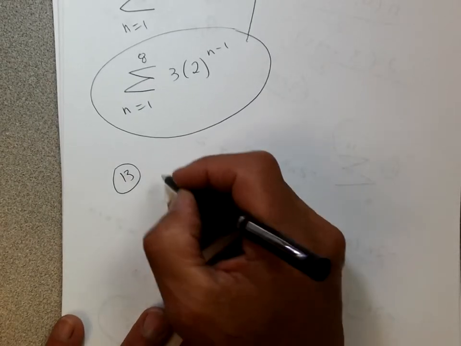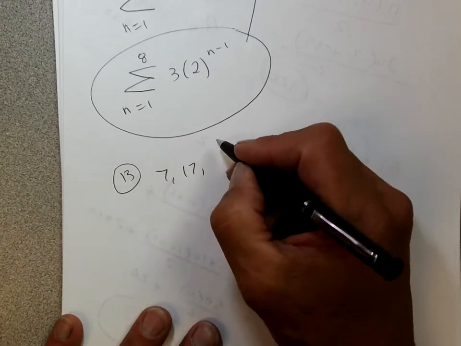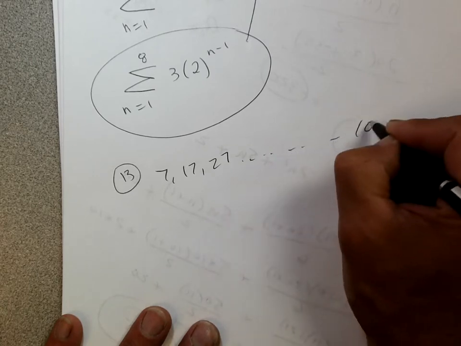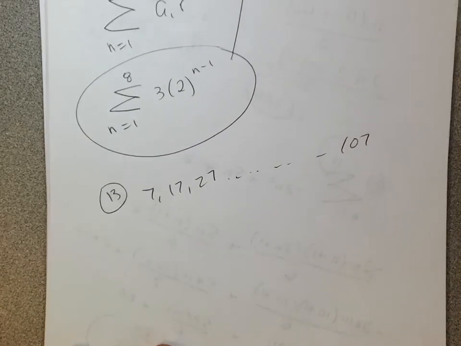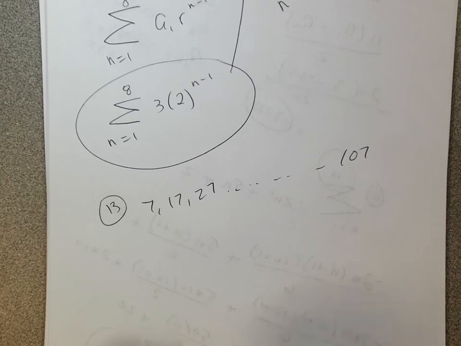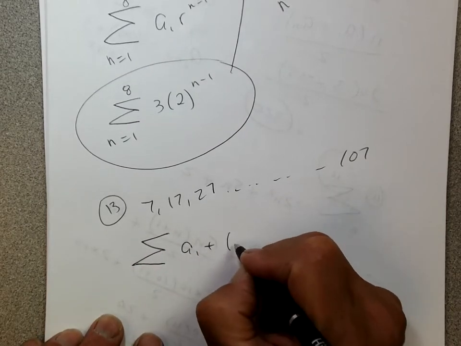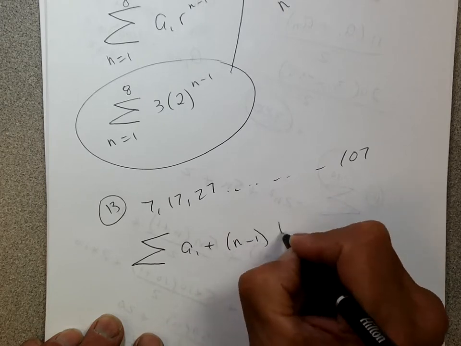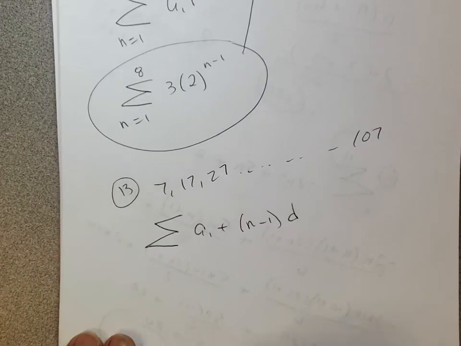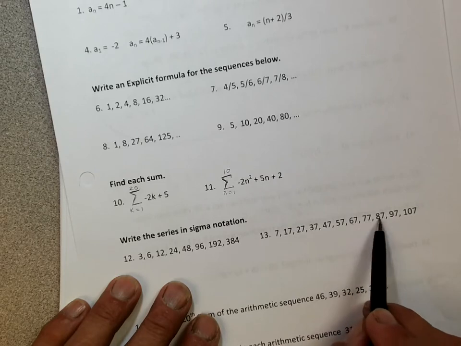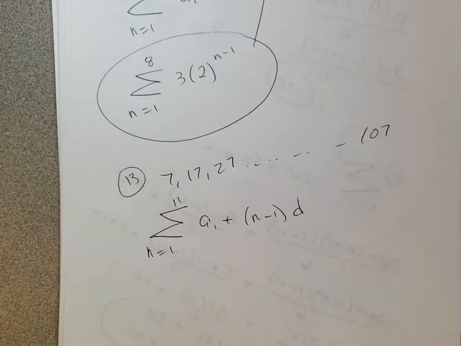Okay, 13. We got 7, 17, 27, dot, dot, dot to 107. Okay? Arithmetic, geometric, arithmetic, geometric. It is. So sigma a1 plus n minus 1 times d, right? N equals 1. And let's see, how many terms are there? There's 1, 2, 3, 4, 5, 6, 7, 8, 9, 10, 11 terms. Okay? 11 terms. I counted them up.